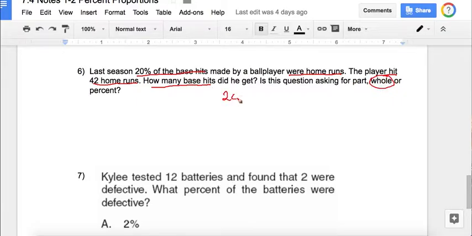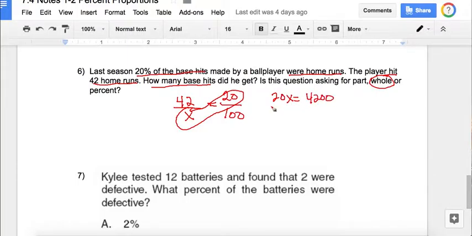So we know that percent is out of 100. And we know that 42 is the part, because 42 home runs is not all of his hits. Okay, that's just part of his hits. So now we're going to do x times 20, which is 20x. 42 times 100 is 4,200. And we're going to divide both sides by 20. And 20 divided by 20 is a 1 in disguise. And 4,200 divided by 20 is, of course, 210 hits.